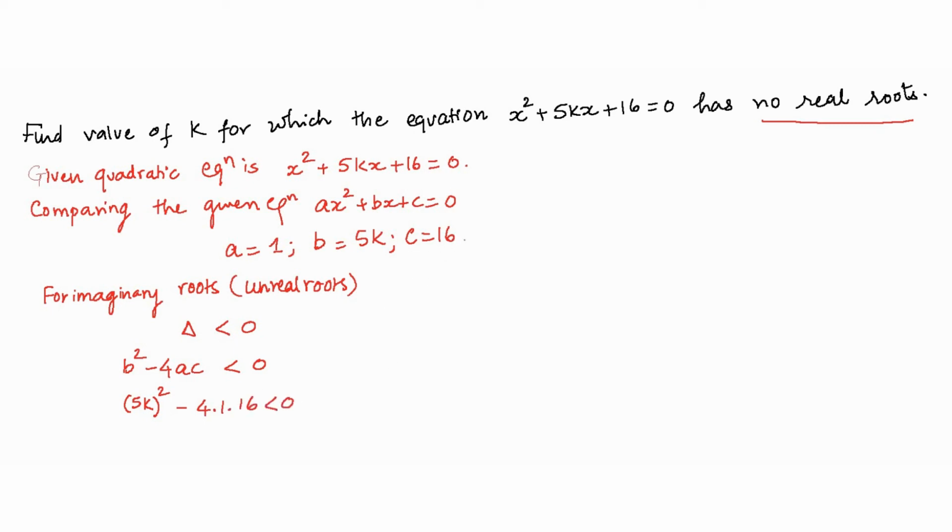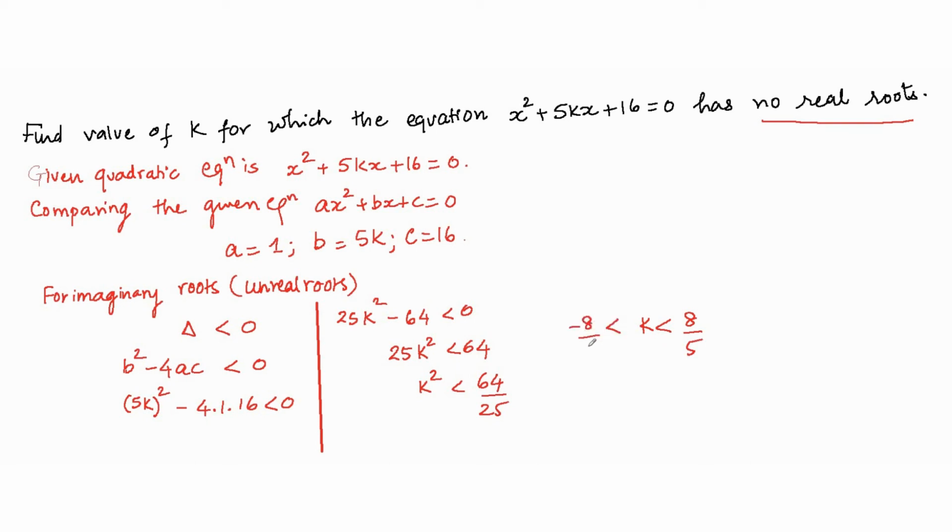This implies 5k the whole square is 25k square, minus 4 into 16 which is 64, is less than 0. Which means 25k square is less than 64, or k square is less than 64 by 25. If k square is less than 64 by 25, then I can say that k should be less than 8 by 5 and k should also be more than minus 8 by 5.